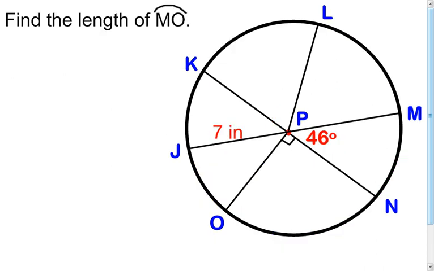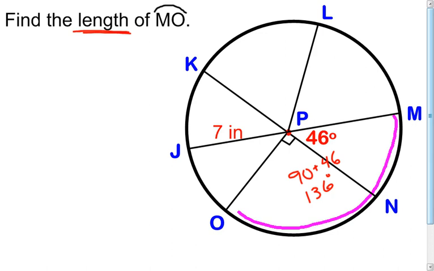Now on this one, notice this one wants length. I want the length of an arc, so I want arc length. And this one, go back to that little formula that I gave you in your circle book. Now if we look at arc MO, that's this arc right here. Well, the measure of that arc is going to be the 90 plus the 46, which puts us at 136 degrees. That's the measure of the central angle, which means it's also the measure of my arc.